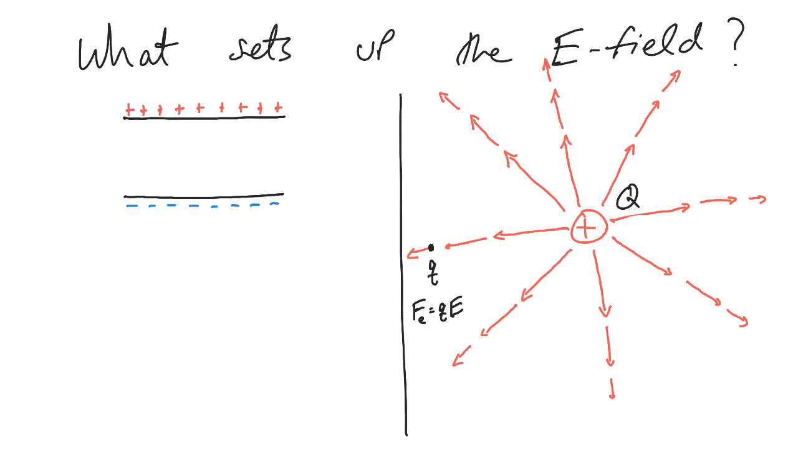But now we could go and take this little charge q and move it anywhere we wanted in this field. And we notice that both the magnitude and direction of the force it would experience would be changing depending on where we placed it. And these field vectors are pointing out radially outwards.